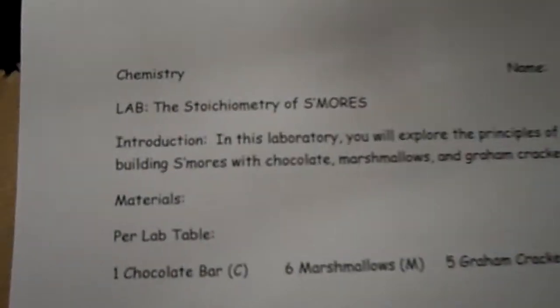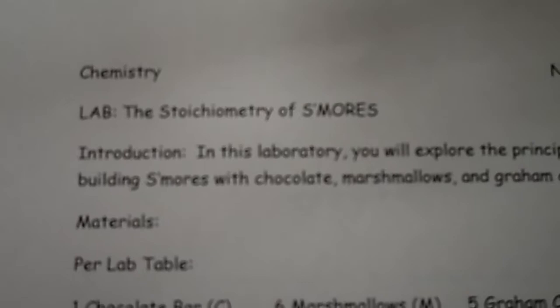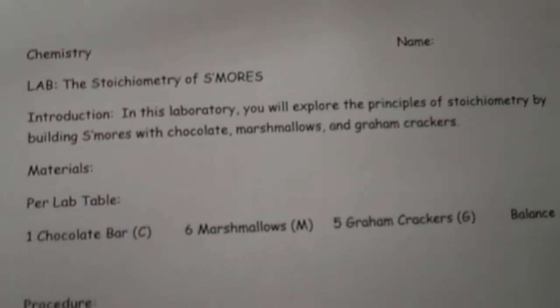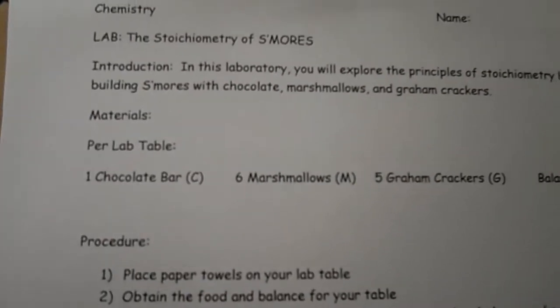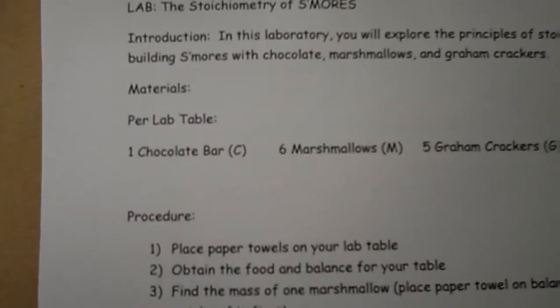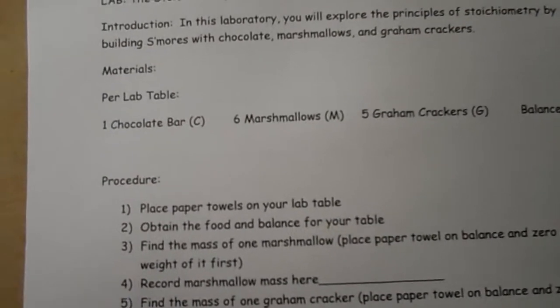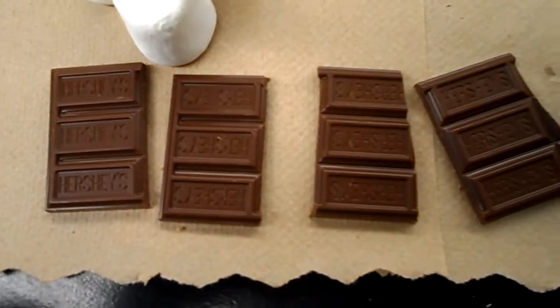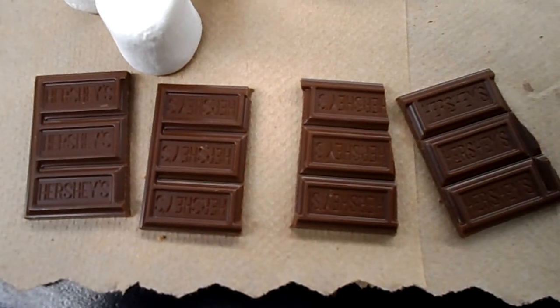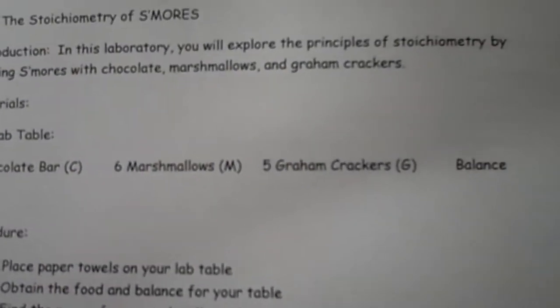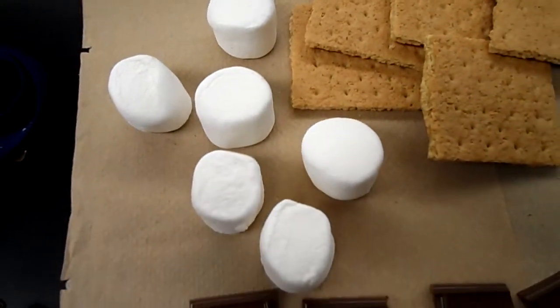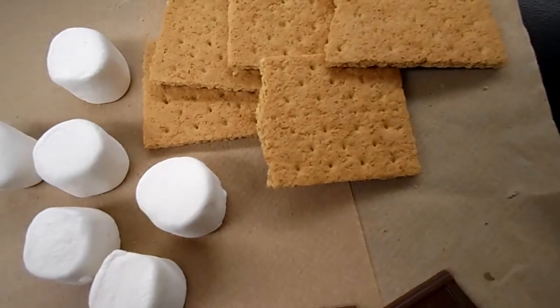Okay, this is the stoichiometry of s'more lab, and it says, in this lab you will explore the principles of stoichiometry by building s'mores with chocolate, marshmallows, and graham crackers. So it says 1 chocolate bar, which is right here, and I've broken it into 4 parts, 3 pieces per part. Next you have 6 marshmallows and 5 graham crackers. So here are the 6 marshmallows and the 5 graham crackers.